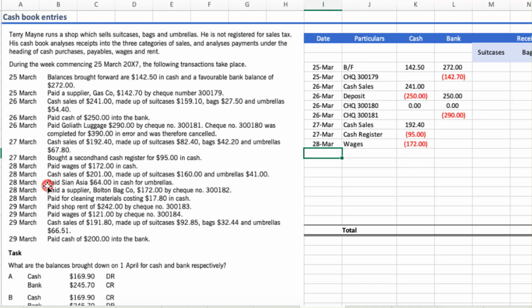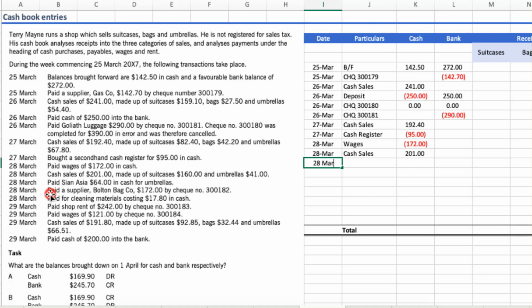Then after this, again 28 March, cash sales of $201. We receive cash from the cash sales, and how much? $201, which increases the cash balance.